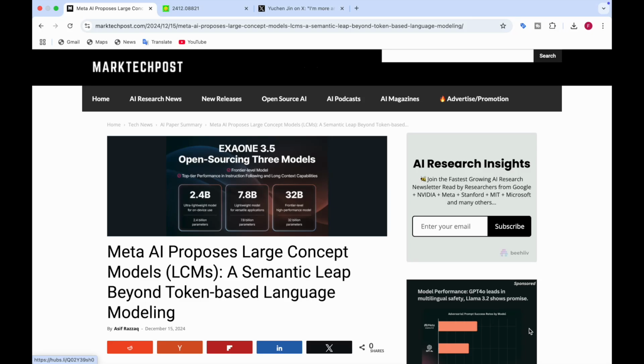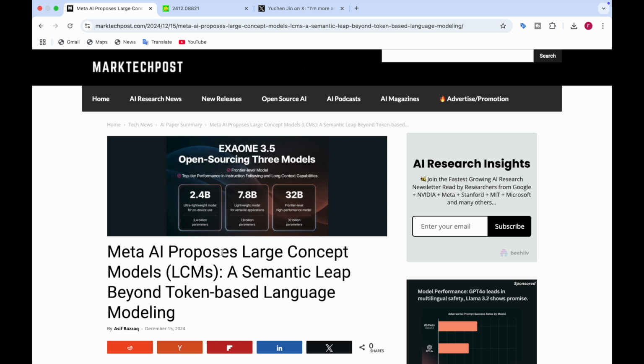If you have been following the world of AI and language models, you have probably heard of LLMs, those big, powerful models that can generate text, summarize content, answer questions, and more. But guess what? Meta AI proposes a new method for these models, which is the large concept models, LCMs. And these are about to shake things up. So let's get into it.